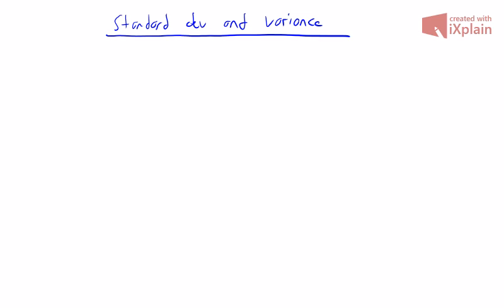So the difference is, when we calculate the variance of a given data set, the units of the variance will not be the same as the mean's unit. Let's go over an example.